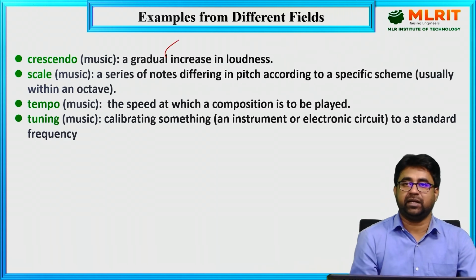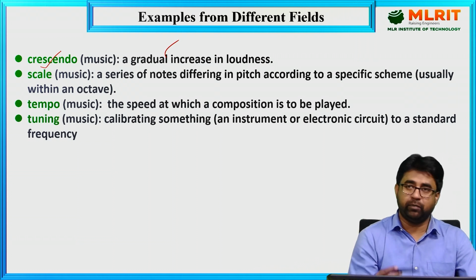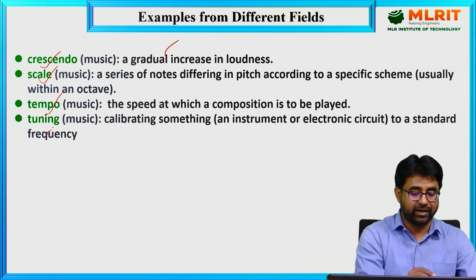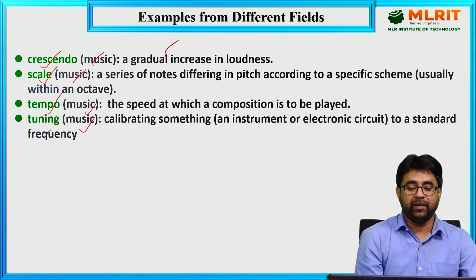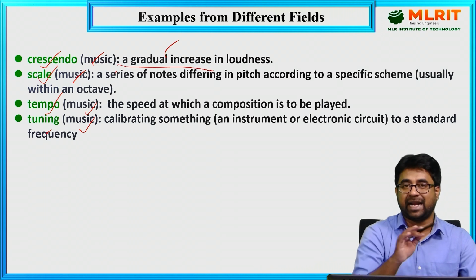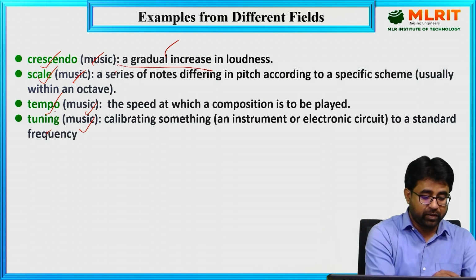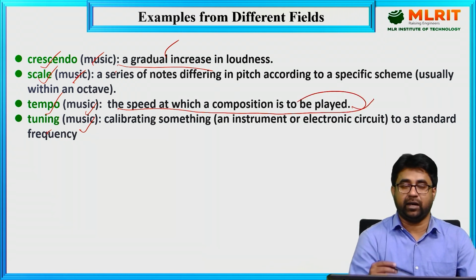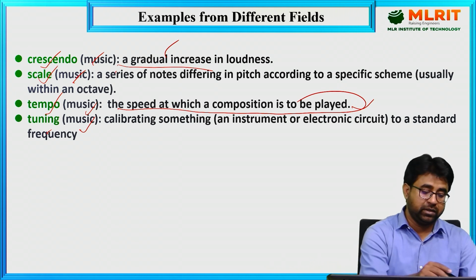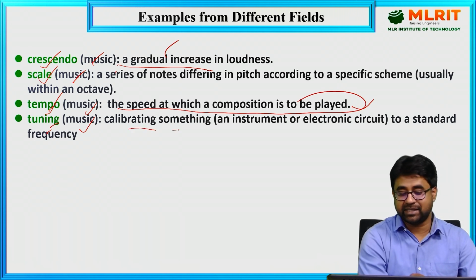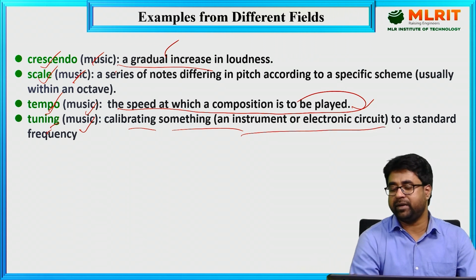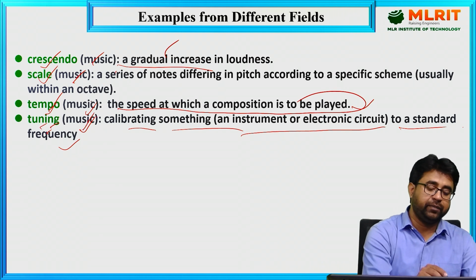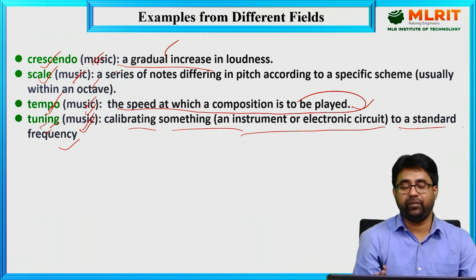Now let's see music. Field of music. See the words. You might already be familiar with them. Crescendo, scale, tempo, tuning. All these are related to what? Music. They have specific meanings. Crescendo means a gradual increase in loudness. Tempo means the speed at which a composition is to be played, like the tempo of a guitar, in which speed it should be played. Tuning means calibrating an instrument or electronic circuit to a standard frequency. That is called tuning. And these are all related to the field of music, and they are examples of technical vocabulary.